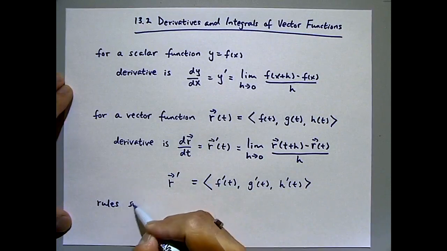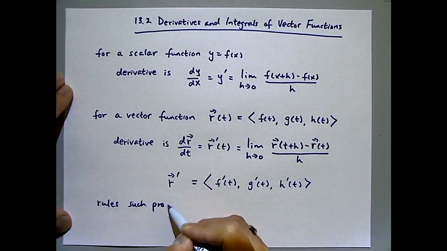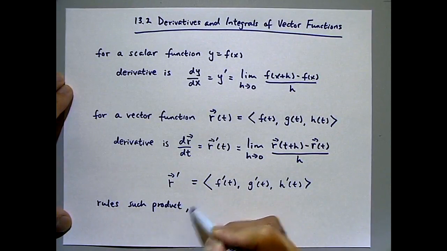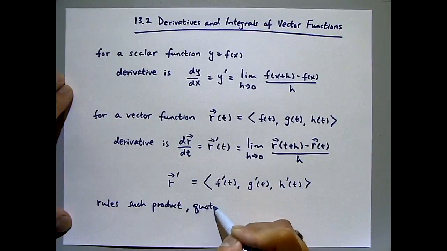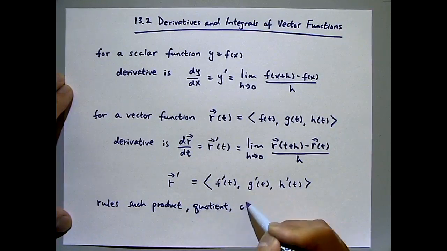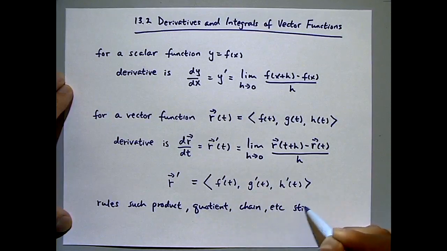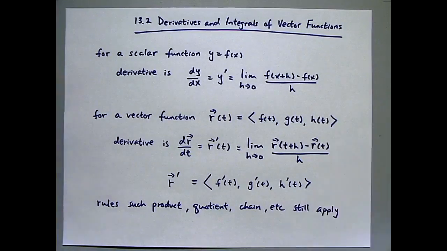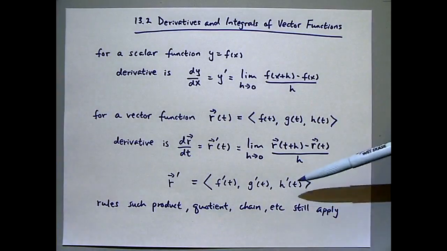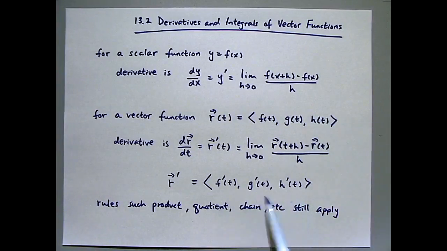And rules such as product rule, quotient rule, chain rule, and so on still apply. In fact, they're still the same thing. In the end, you're taking the derivative of scalar components, which are part of a vector. So everything you know about differentiating f of t, whatever f is, still applies.